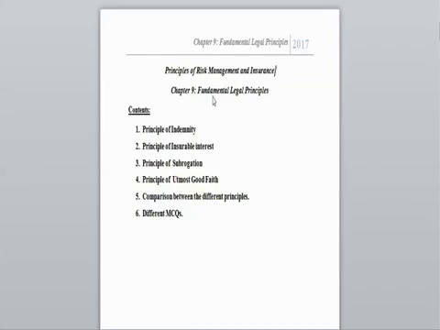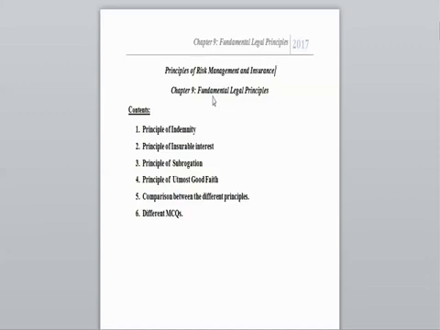Chapter 9, Fundamental Legal Principles. This is for Principles of Risk Management and Insurance for third-year students, and this is Marwa Jalal, Assistant Lecturer at Cairo University, Faculty of Commerce, English section.